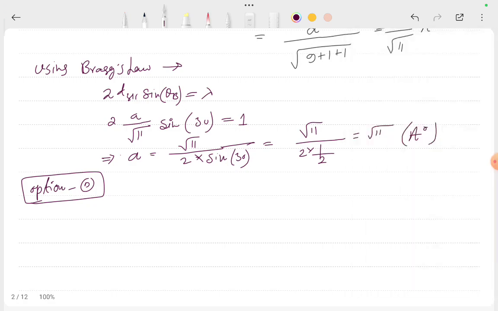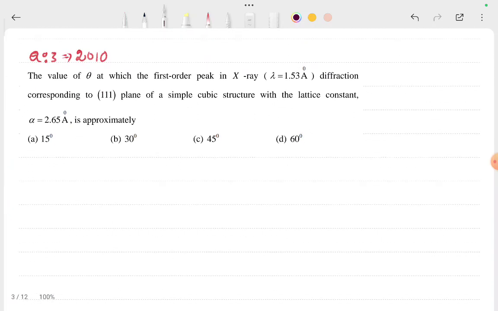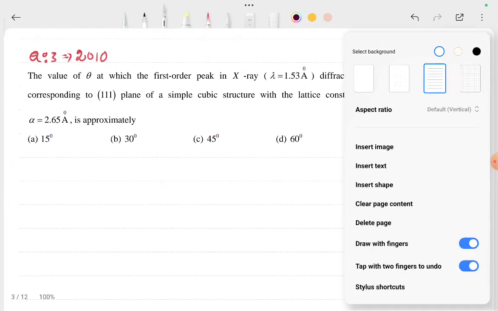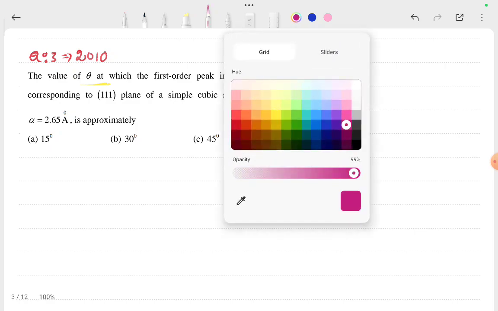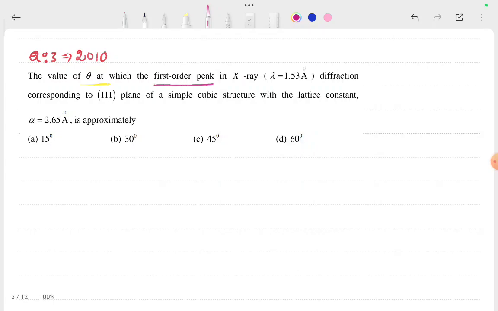This is question number 3, and this question was asked in the 2010 IIT JAM examination. Here the question is: the value of theta at which the first order peak, that means n equals 1, in X-ray diffraction of wavelength 1.53 angstrom, corresponding to a plane 1 of a simple cubic.